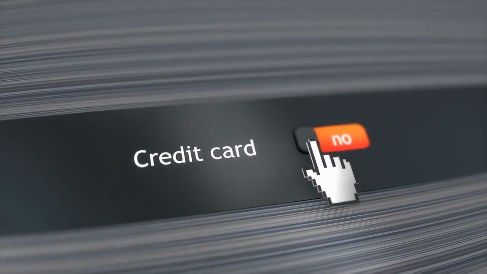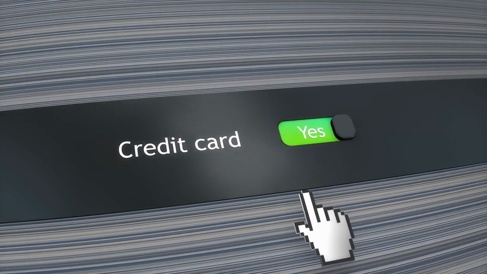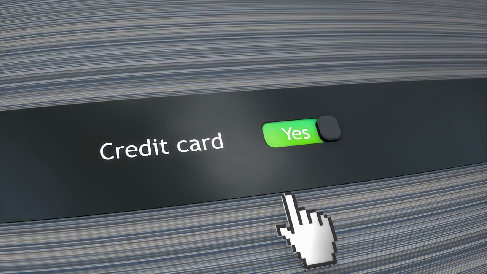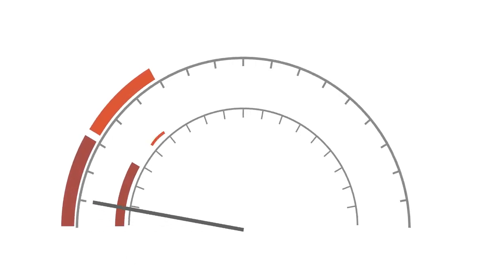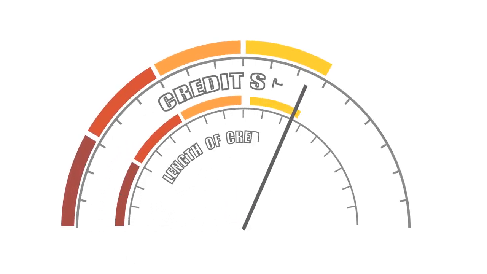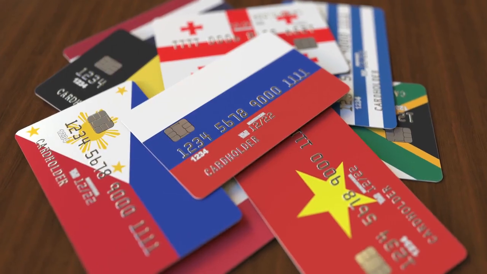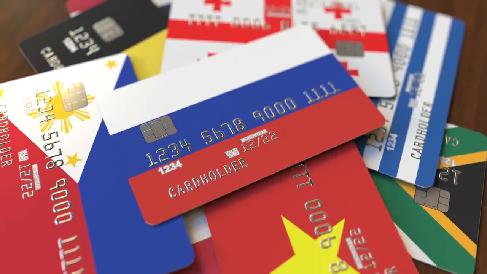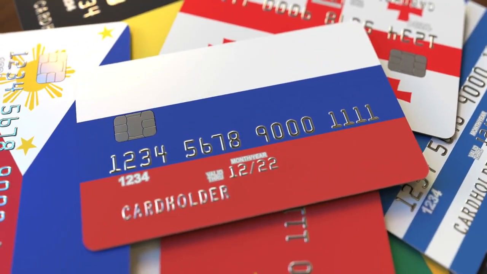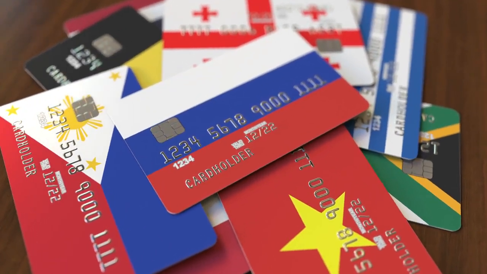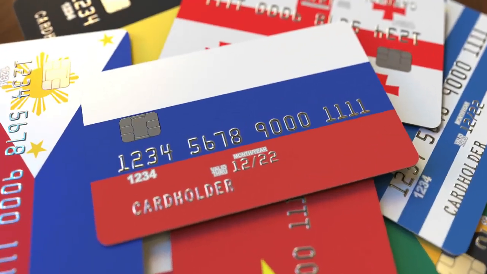Optimizing credit profile. Gauss analyzes your credit profile, including factors such as credit utilization, payment history, and credit score, to identify areas for improvement. By addressing any red flags and demonstrating responsible financial behavior, you can enhance your creditworthiness and strengthen your negotiating position with credit card issuers.